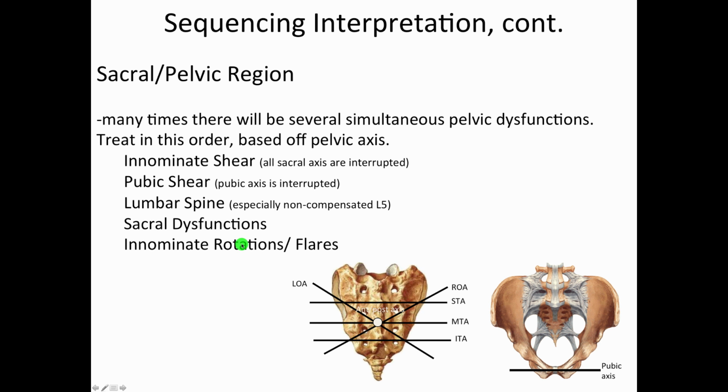And then you would do your innominate rotations and flares. And a lot of these would have cleared up, not all of them, but lots of times those initial innominate rotations resolve after you treat the shears and sacral somatic dysfunction. So that's the rationale. You've restored the normal axes of motion to the sacrum by correcting the pubic bone and correcting the innominates and correcting L5 if necessary. So now your diagnosis is cleaner and makes more sense, and your treatment will be more effective.